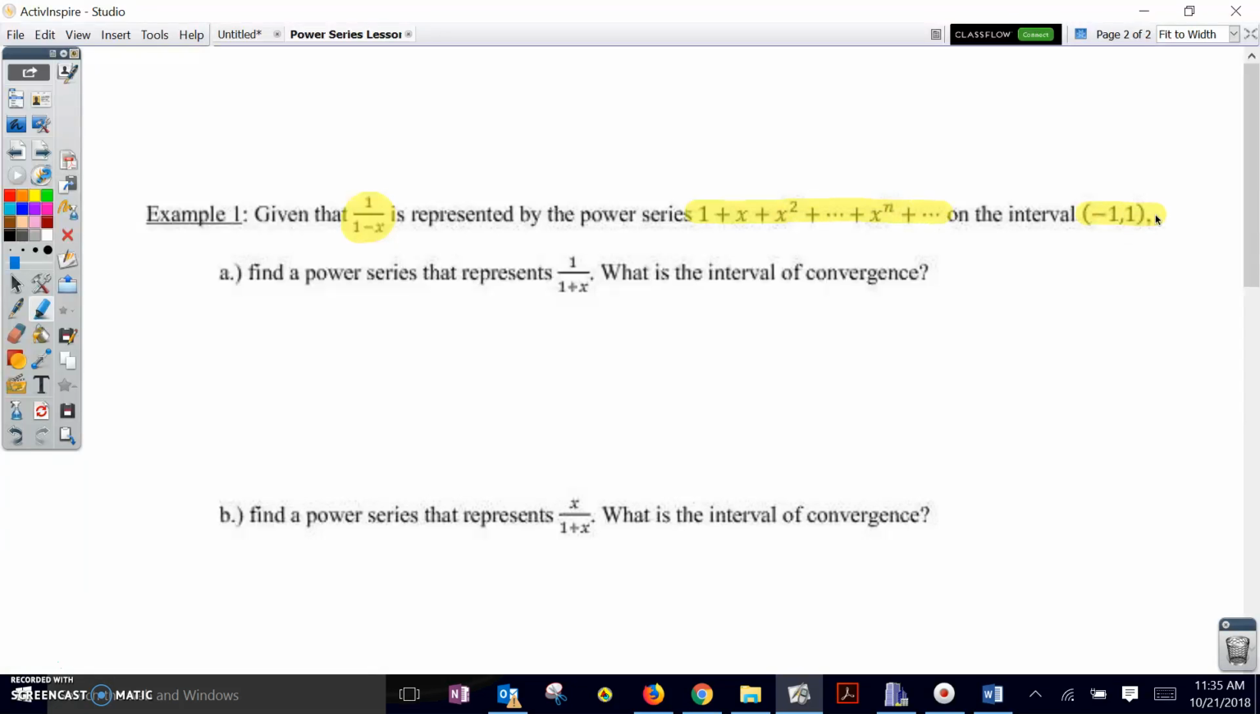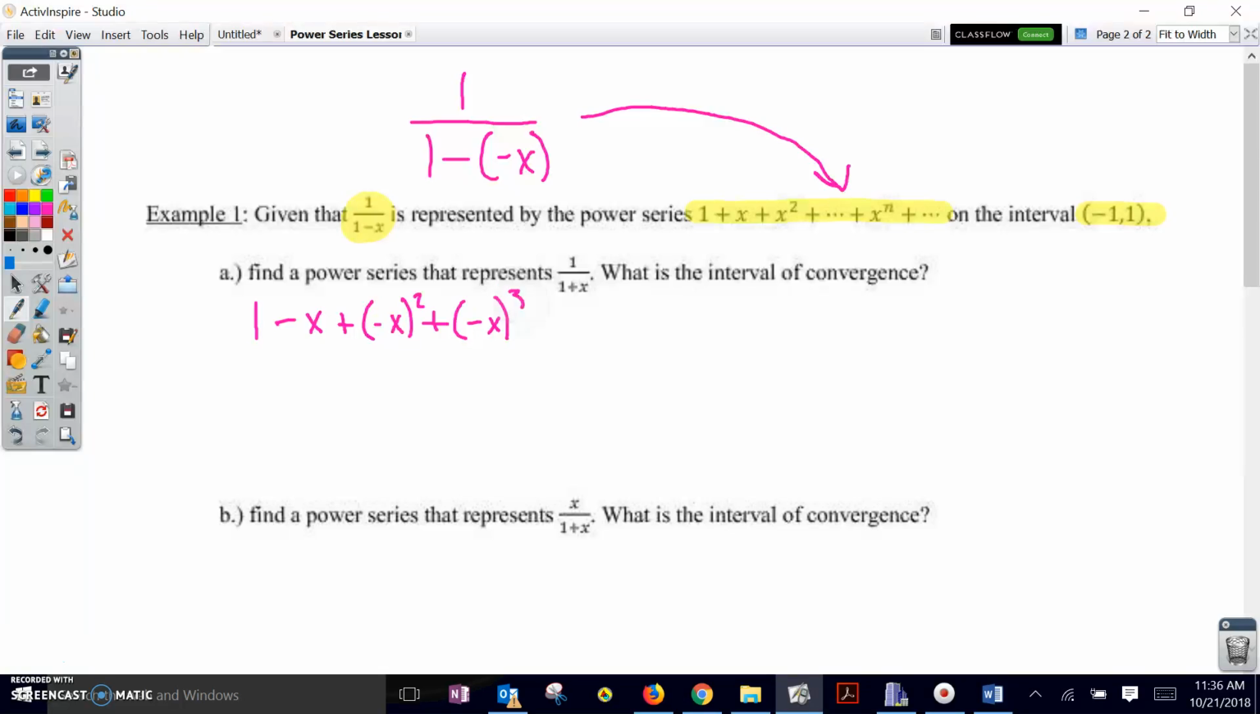So if we know that 1 over 1 minus x is represented by this series on its interval of convergence, if I want to find a series for 1 over 1 plus x, really all that is, is the series 1 over 1 minus negative x. And so what I can do is take this series right here and substitute, everywhere there's an x, a negative x. And if I do that, this becomes 1 minus x plus the quantity negative x squared plus the quantity negative x cubed, etc., all the way up to negative x to the n, and then beyond.